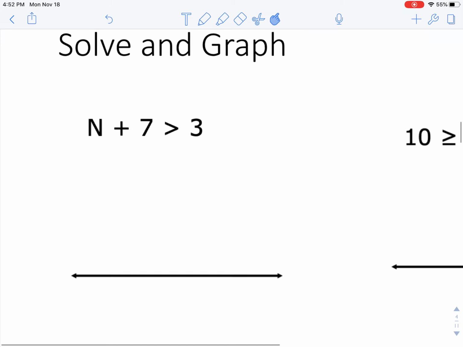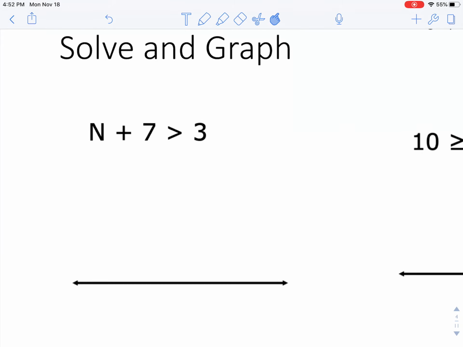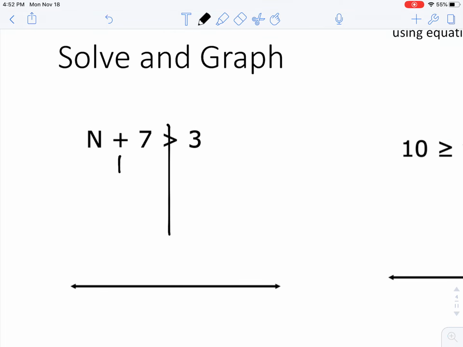Solve and graph. N plus 7 is greater than 3. So we're going to solve just like we would as if it were an equal sign. We're going to get n by itself. Well, this is a positive 7, so we have to subtract 7 from both sides or add negative 7. I'm left with n is greater than 3 plus negative 7, which is going to leave us with negative 4.